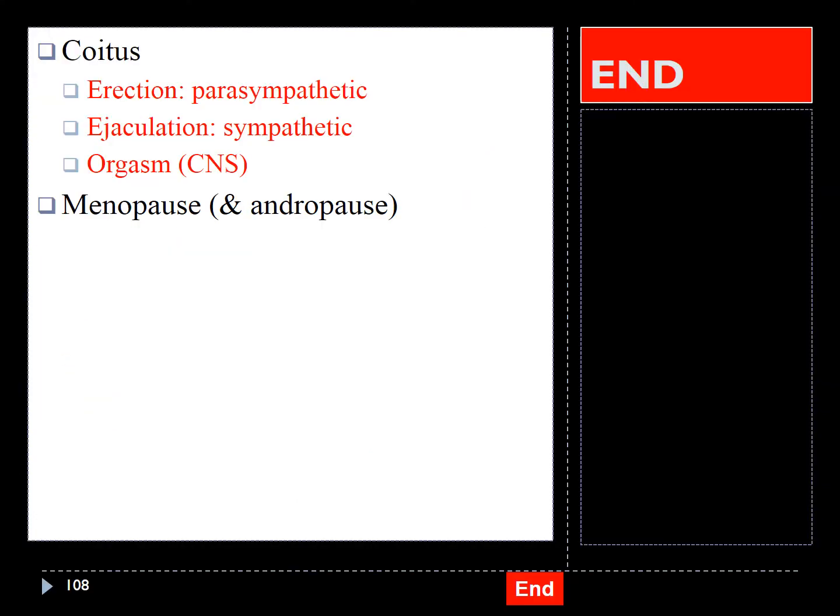But that's going to wrap up this chapter on the female reproductive system, which means we've only got one more to go before the year is over.